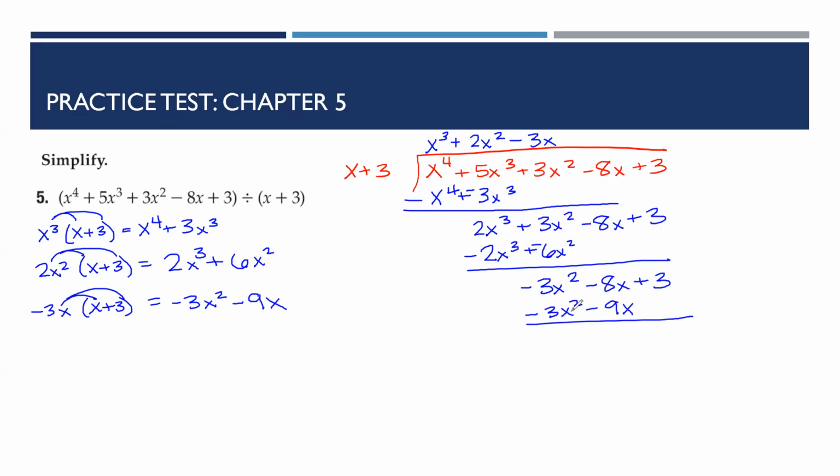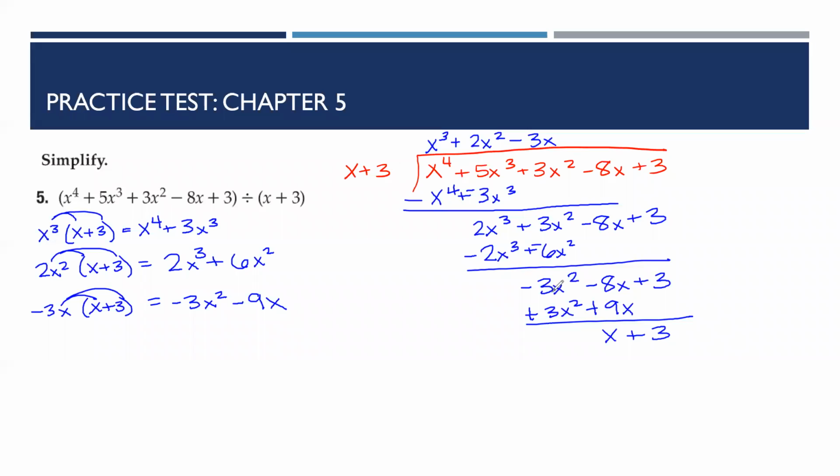Now remember, I'm subtracting this, but this is negative, so they're going to become the opposite. Okay, so now it's negative 3x squared plus 3x squared. Well, that's 0. And negative 8x plus 9x is 1x plus 3.